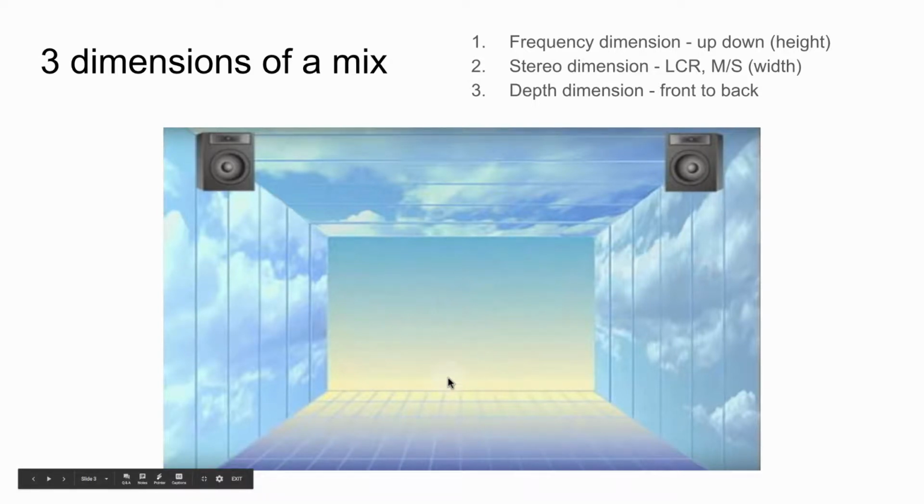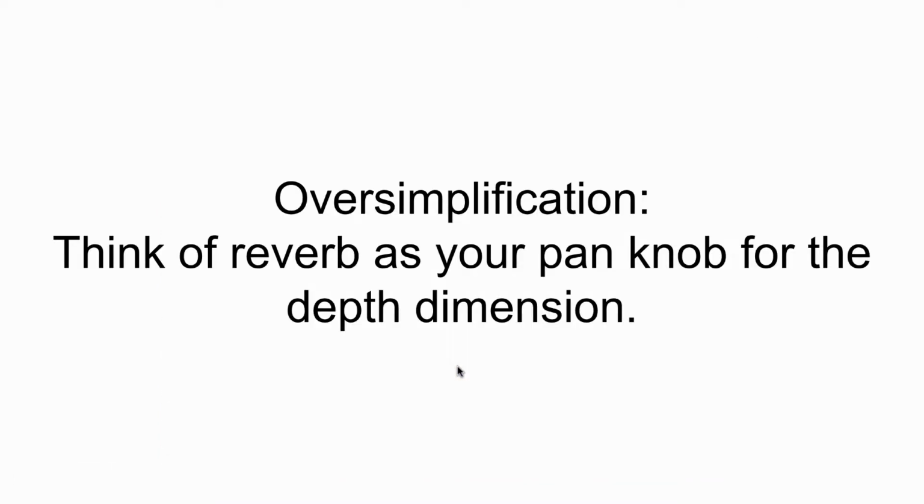And so level, just fader position alone will help you position a sound front to back because obviously if a sound is farther away from you, it's quieter. And so level will help you push something back, but reverb is a really sophisticated way of doing that as well. And just to oversimplify here, we can think of reverb as your pan knob for the depth dimension. So just like with the pan knob, you can move things left to right. With the reverb, you can almost just move things from front to back. Now that is an oversimplification, but it's practically useful.